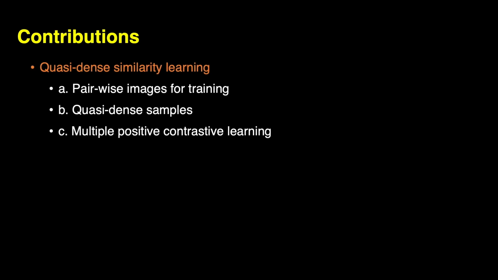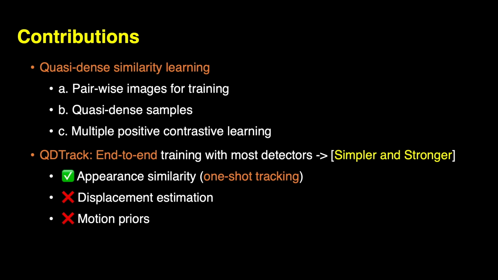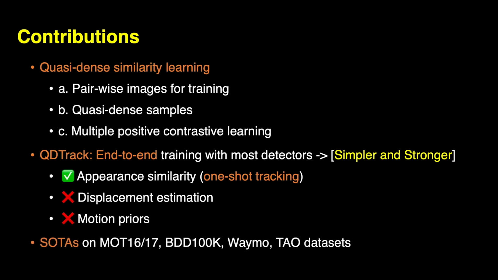To this end, we propose quasi-dense similarity learning for multiple object tracking. It uses pairwise images for training, extracts quasi-dense samples, and conducts multiple positive contrastive learning to learn the instance similarity. This method can be directly combined with existing detection methods to build QDTrack without turning to displacement regression or motion priors. With a simpler framework, we obtain state-of-the-art results on MOT, BDD100K, Waymo, and TAO datasets.